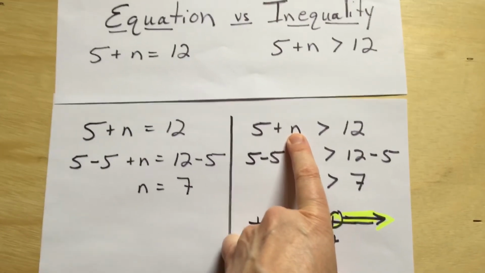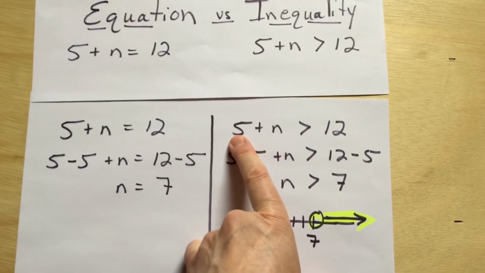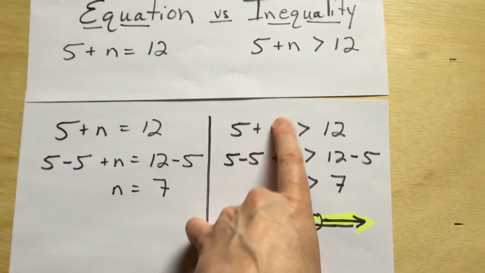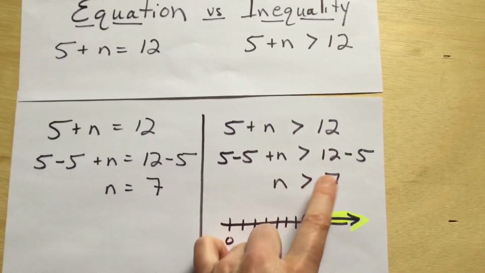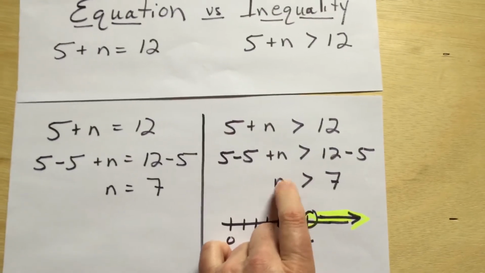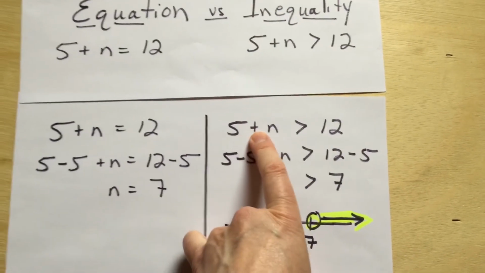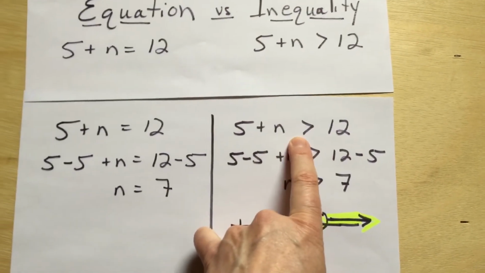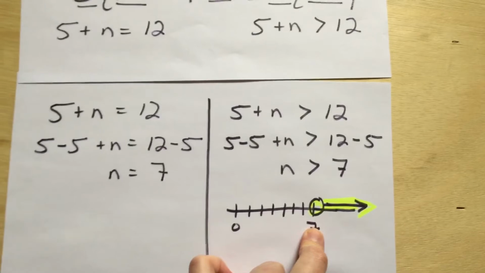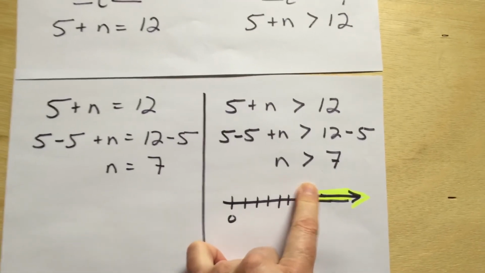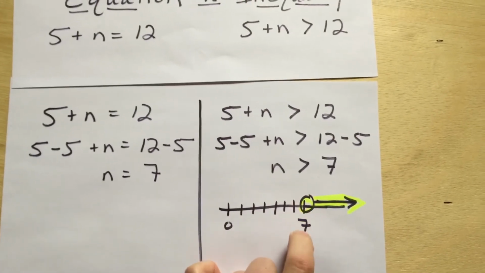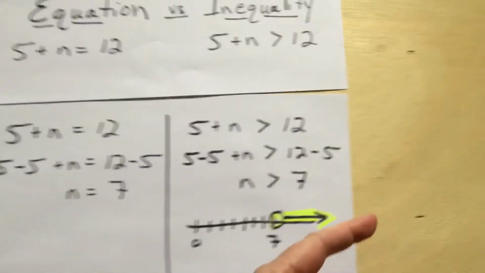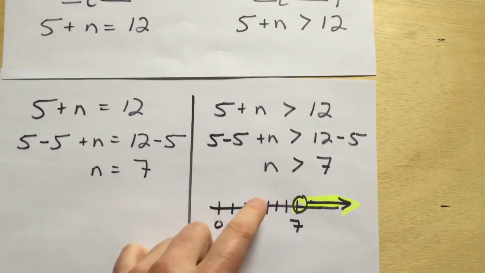Well, let's pick 8, for example. Let's see, 5 plus 8 would be 13. Is 13 greater than 12? Yeah. Okay, let's pick 10. 10 is greater than 7. Would that work? 5 plus 10 is 15. Is that greater than 12? Yeah, that makes sense. Okay, so to show this on a number line, we show it with an open circle because it is not equal to 7. It's greater than 7. So any number past 7 is going to be the answer to our problem.